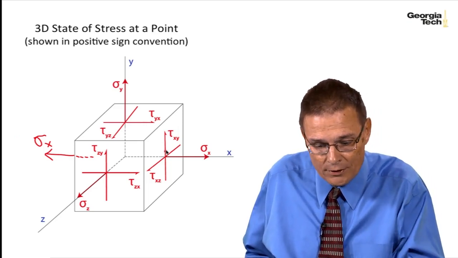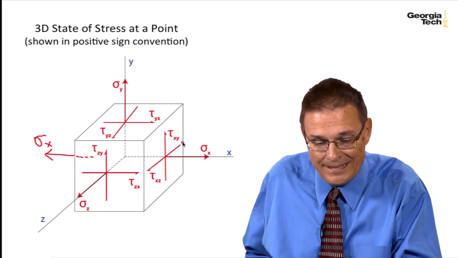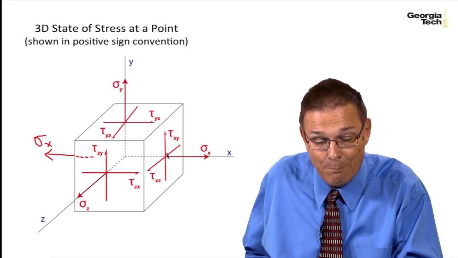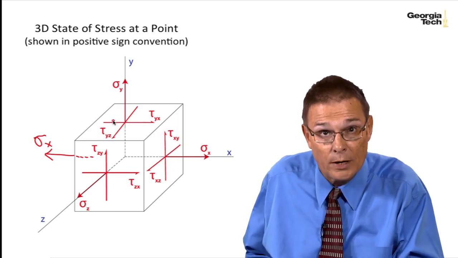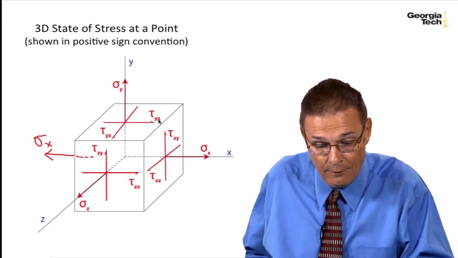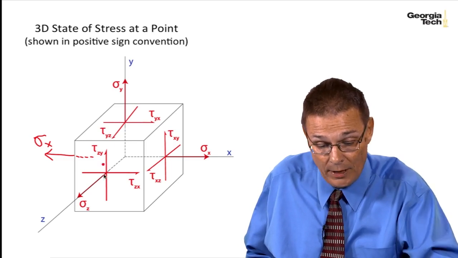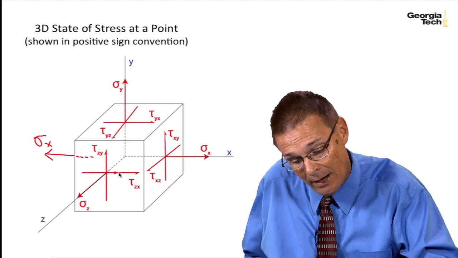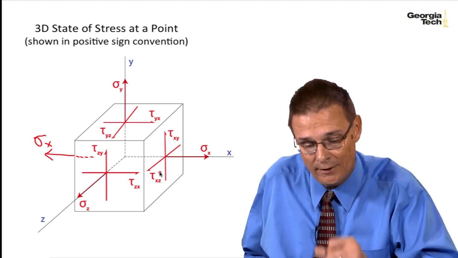For shear stresses, the first index is the face, the second index is the direction of the stress. So I have the shear stress on the positive x face in the positive y direction. Here's the stress on the positive y face in the positive x direction. For the y face, we have positive y face in the z direction, positive z face in the y direction. And on here we have positive z face in the positive x direction, positive x face in the z direction.